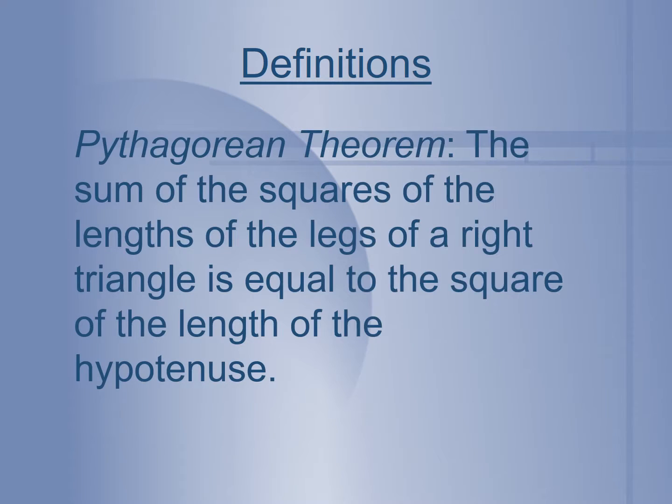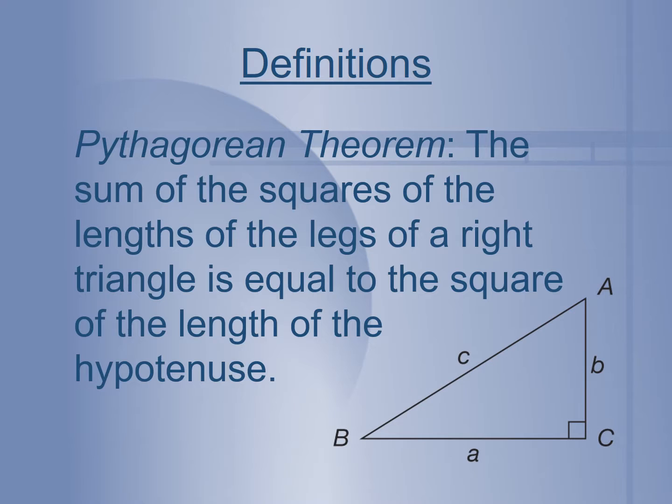The Pythagorean theorem is this: the sum of the squares of the lengths of the legs of a right triangle is equal to the square of the length of the hypotenuse. So essentially we are saying that the square of this leg, a squared, and the square of this leg, b squared, is equal to the square of the hypotenuse, c squared. A squared plus b squared equals c squared.